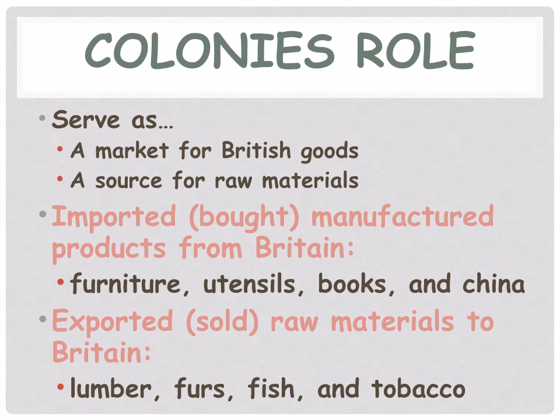So, imported goods from Britain, the stuff that we bought here in the colonies, were furniture, utensils, books, china. Stuff that we sold, our raw materials to Britain, were lumber, furs, fish, tobacco, things that they didn't have a lot of in England.